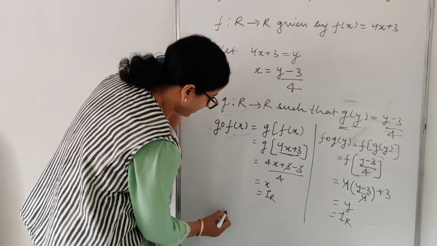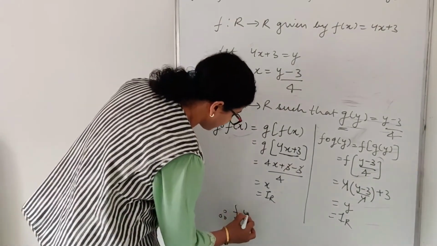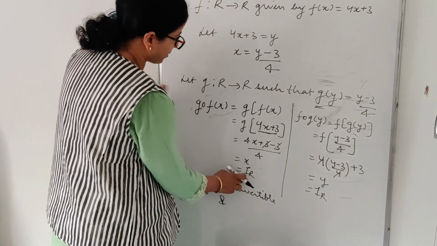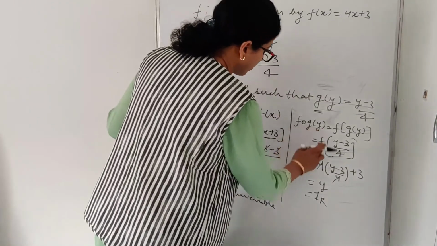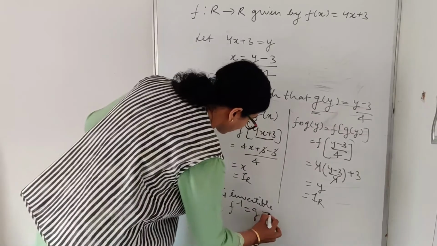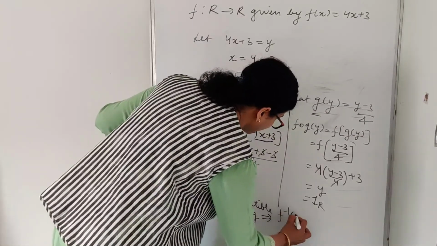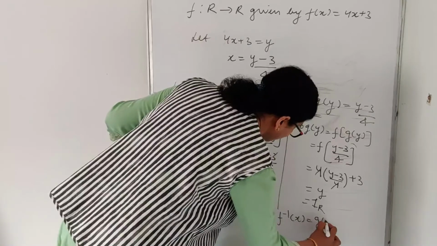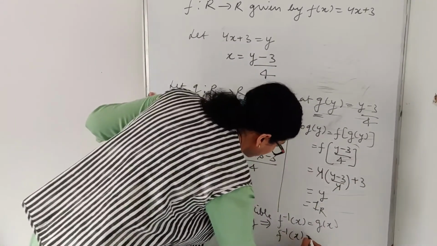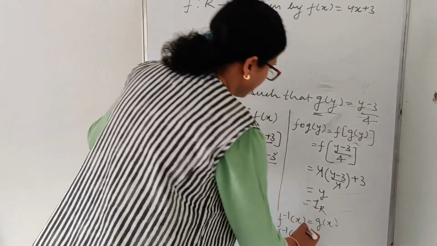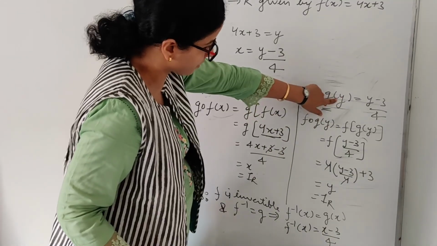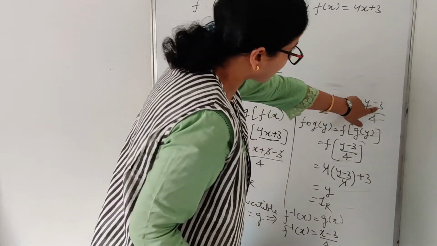So hence f is invertible. gof of x I am getting the identity of f, and fog of y I am getting identity of g. It means f inverse is equal to g. What does that imply? f inverse x is equal to g(x). So my f inverse x equals (x − 3)/4. Here I will replace y by x. So (x − 3)/4.